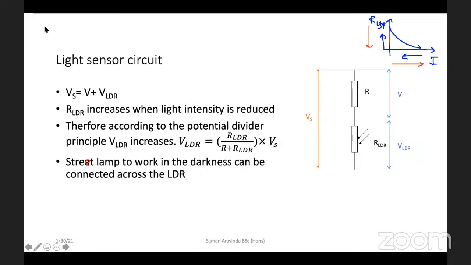See how important the potential divider principle is. If we use this potential divider method, we used it for a variable resistor. We used it as a way of increasing the potential difference from 0 to a maximum value. And we used it to find the unknown resistance. And now we are using it in sensor circuits.